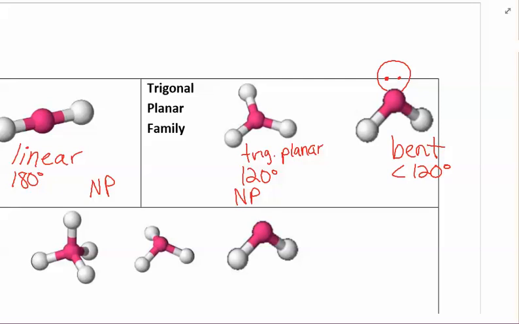Big picture here, though, I just want you to know the trigonal planar family's bond angle is 120 degrees. I'm not going to ask you to differentiate between trigonal planar and this bent shape. Overall it has a 120 degree bond angle. The main difference here, other than the obvious shape difference, is that this ends up being polar. Anytime you have a lone pair of electrons on the central atom, it results in a polar molecule. There is an exception to this, but for our purposes, most of the time, those electrons result in a polar substance.